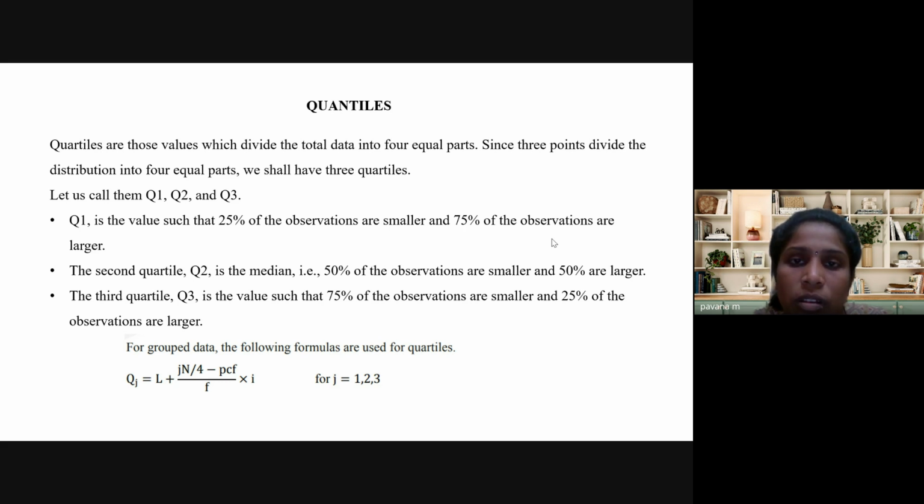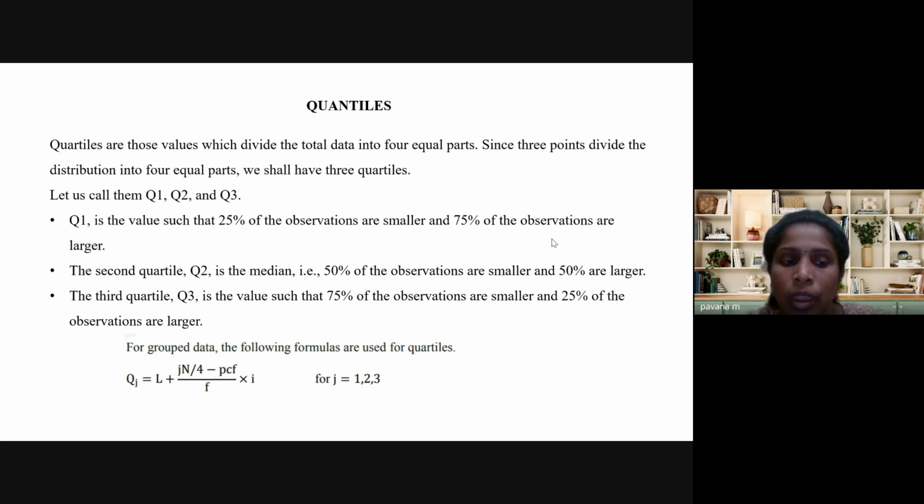And Q2 means the middle of the distribution. That Q2 point lies in the middle of the observation distribution. Suppose you have 20 observations and you are dividing them into four quartiles, four equal parts, then Q2 comes under 50%. Below 50% of the Q2 value you have smaller observations, and above 50% you have larger observations.